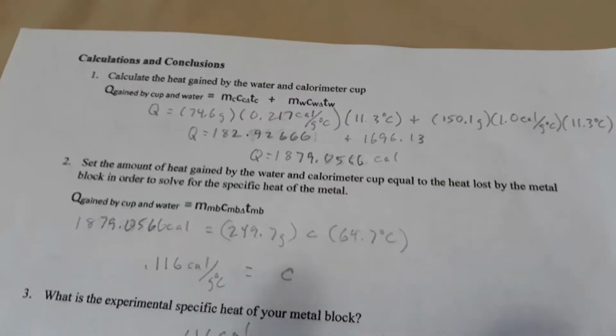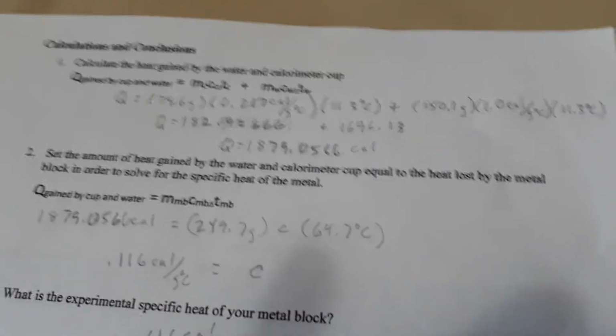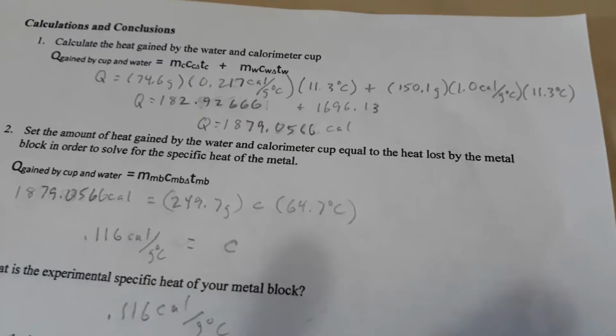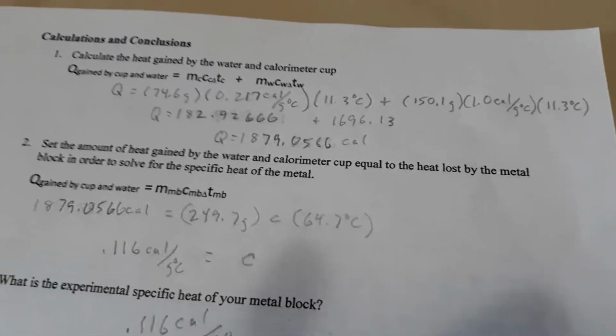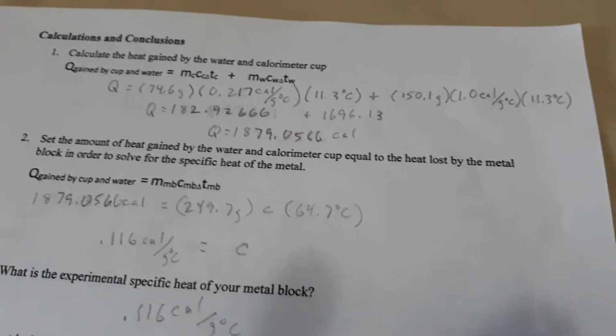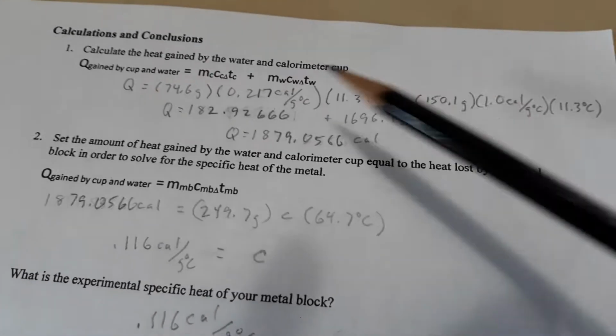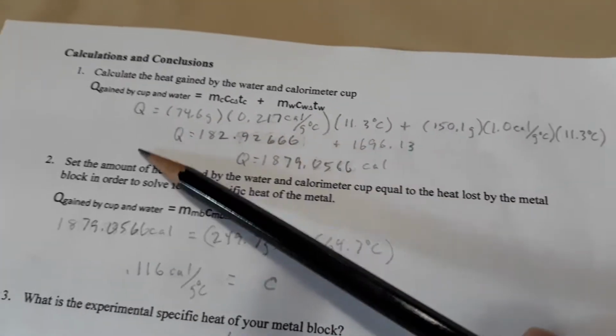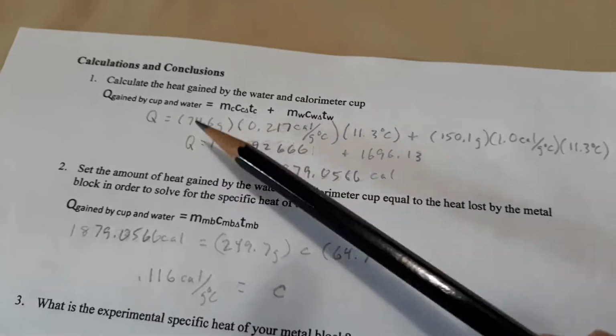So the big idea here is that the heat lost by that metal block is going to equal the heat gained by the water and the calorimeter cup. So the first thing we're going to do is calculate the heat gained by the cup and the water.